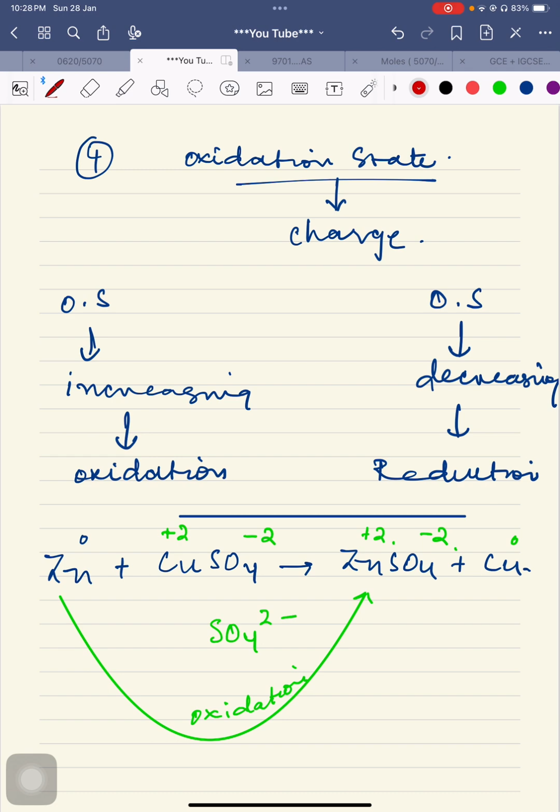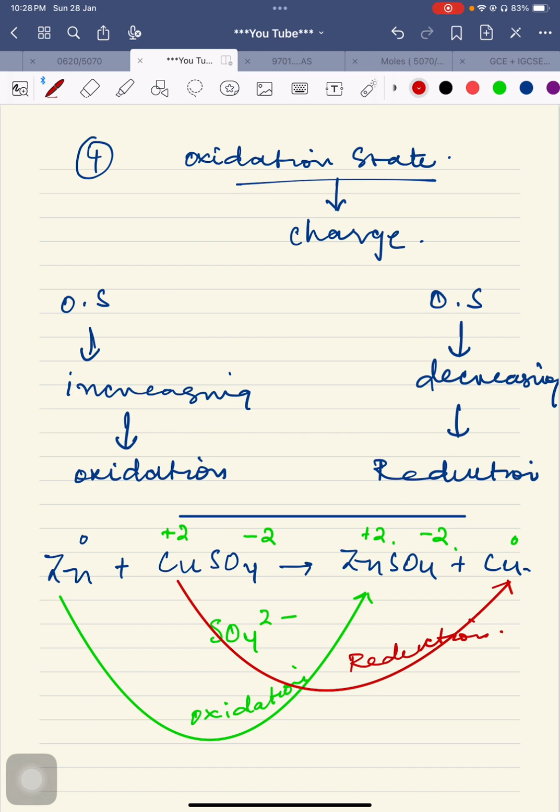I'm changing the color. Okay, take red. This copper is undergoing reduction. How is this copper undergoing reduction? Because the initial charge on copper is +2, but after gaining two electrons back, it is turning itself into copper 0. So it is telling you that the oxidation state of copper is getting lesser, whereas the oxidation state of zinc is getting higher. So zinc is undergoing oxidation, whereas copper is undergoing reduction.